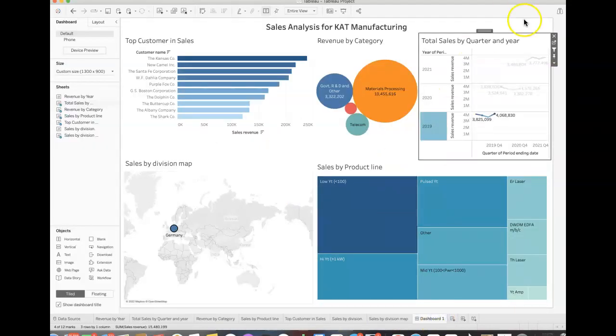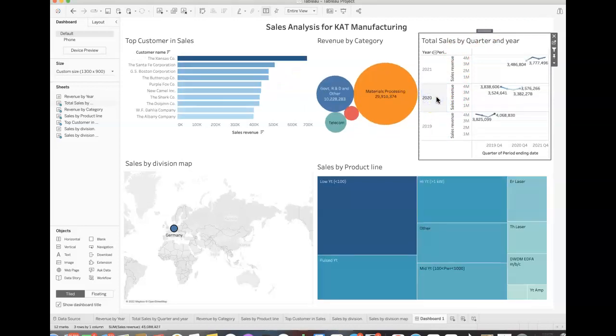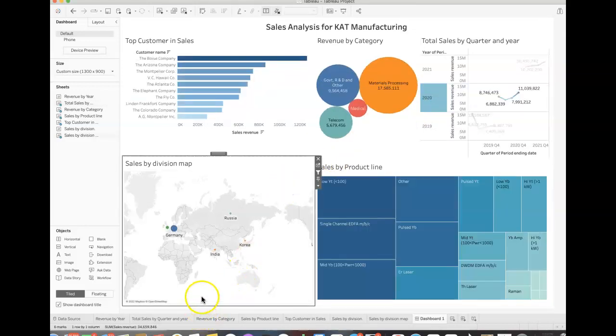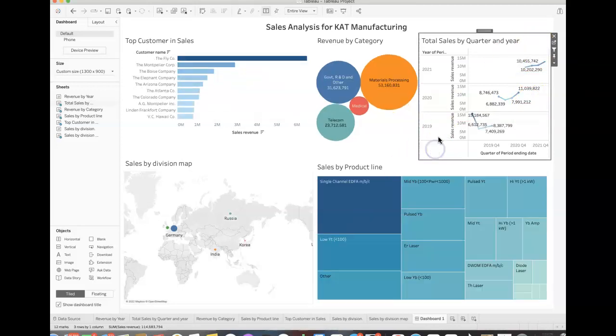And here's my interactive dashboard. So the first question is, what are total sales revenues for the third quarter of 2020? So go to 2020. Make sure I'm not still clicked on Germany by accident. Go to 2020, go to quarter 3, and see that sales revenues are $7,991,212.